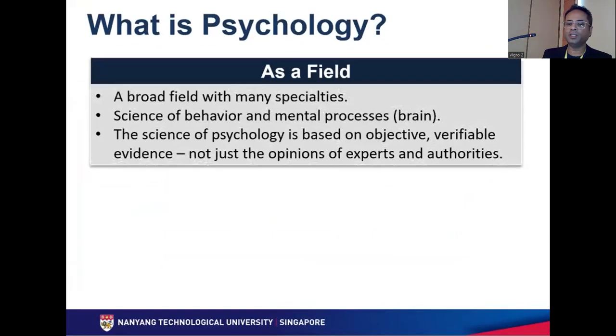So we start with a very basic question. What is psychology in the first place as a field? As a field, there are many specialties. It is essentially a science of behavior and mental processes of the brain. The science of psychology is very objective. It is based on objective, verifiable evidence. It's not just opinions of some experts and authorities. So it is a science.